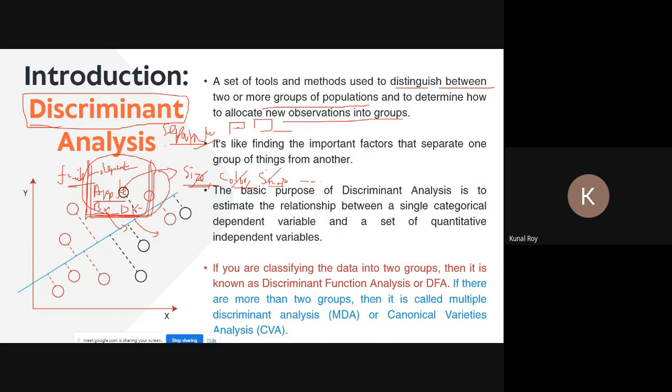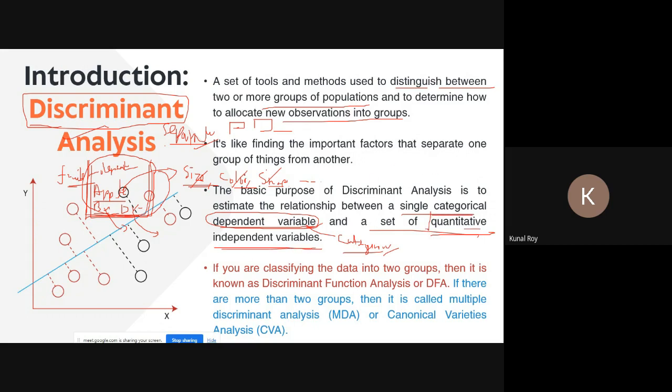So that's why this analysis is basically to estimate the relationship between a single categorical dependent variable and a set of quantitative independent variables. Now what is a dependent variable? A dependent variable is a categorical variable. It is not a numerical variable. And the independent variables are quantitative.